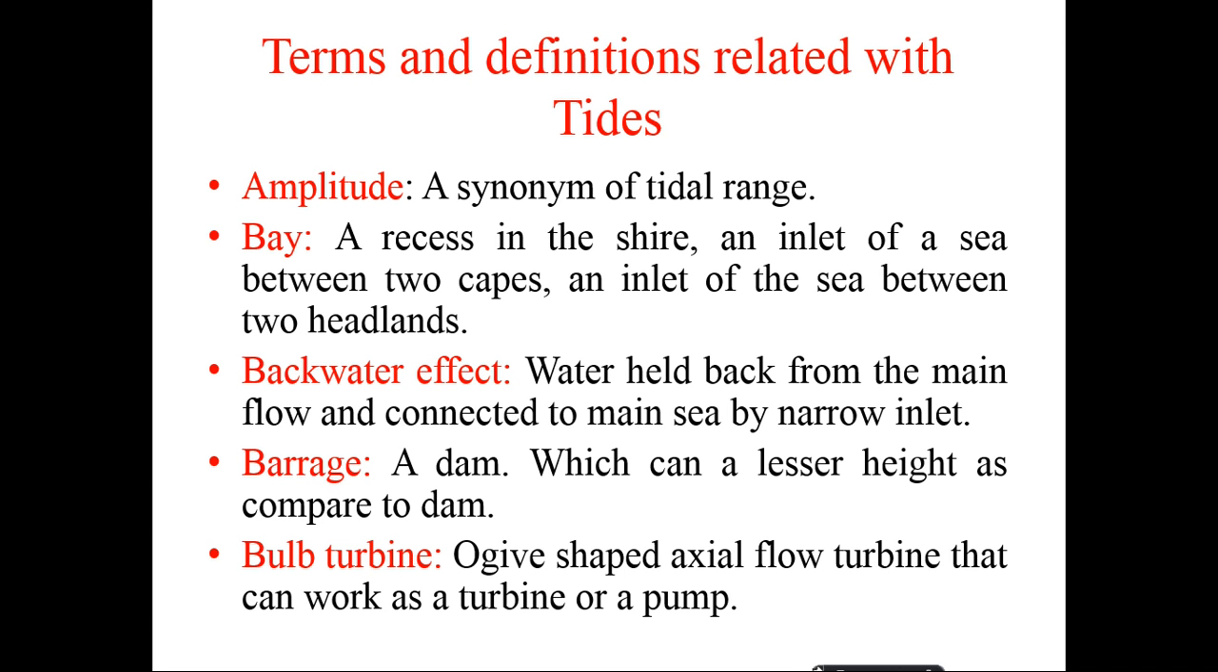So there are certain terms and definitions related to the tidal power plant. The first is what we call amplitude. It is a synonym of the tidal range, meaning how high the tide could be. Then there is the bay. A bay is a recess in the shore, an inlet of the sea between two capes, or between two headlands. Usually we use this word, Bay of Bengal, etc.